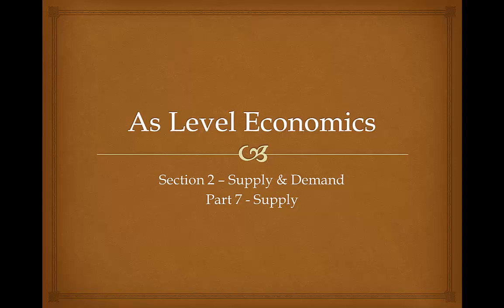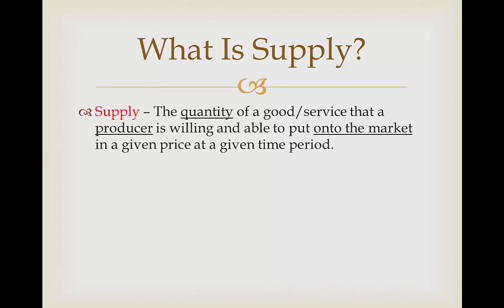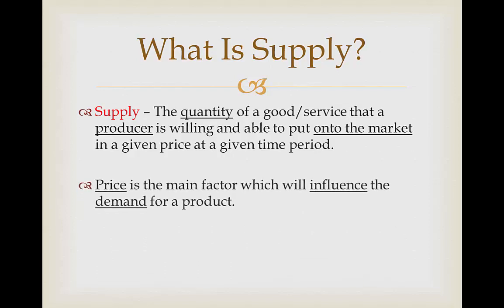Today we're going to be looking at supply. What is supply? Supply is the quantity of a good or service that a producer is willing and able to put onto the market at a given price in a given time period. Now, price is going to be the main factor which will influence the demand and the supply of a product in a market. But how do we show this?